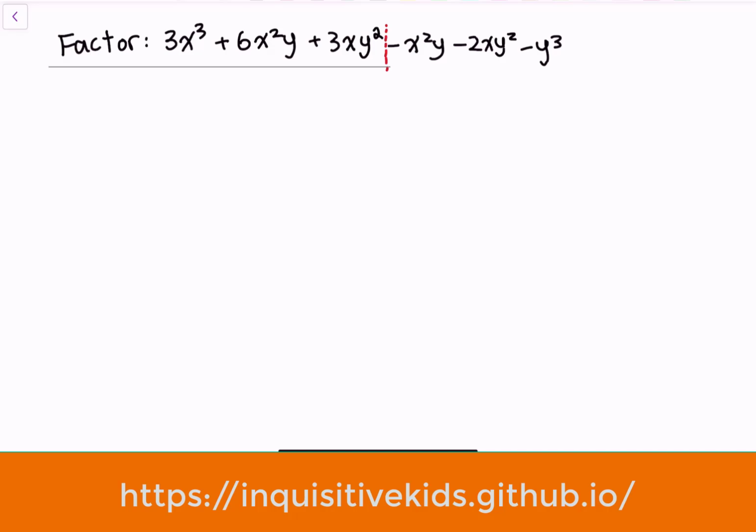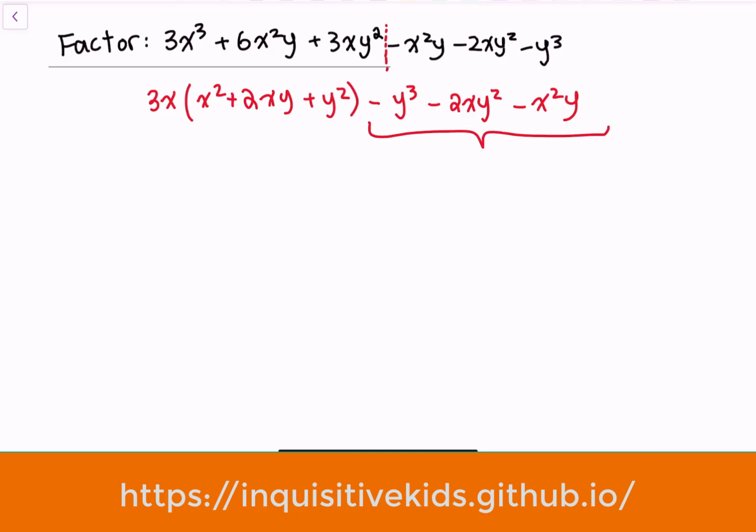Because we see we can factor out a 3x from the first 3 terms to get 3x times x squared plus 2xy plus y squared. And for the second half of our polynomial, let's rearrange the terms a little bit according to the degree of the term. So we start off with y cubed minus 2xy squared minus x squared y. And we can see that we can factor out a negative y from this trinomial. That would leave us with y squared plus 2xy plus x squared.